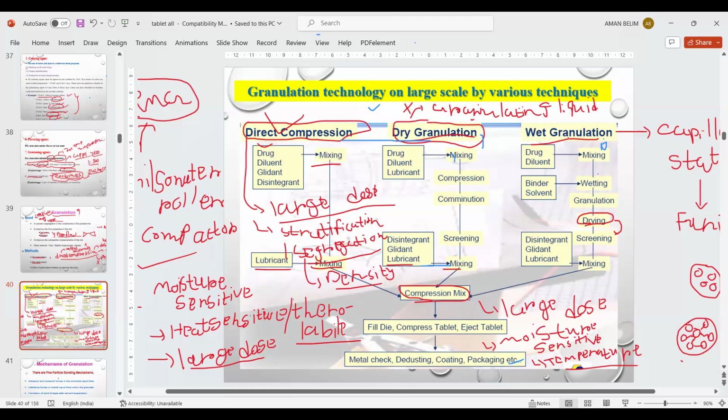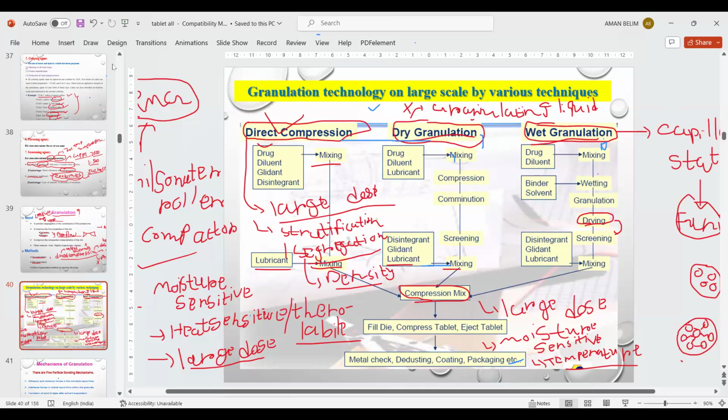Pendular, funicular, capillary, and one more state. Yes, you are right, Sakshi. The first state is pendular, then funicular, then capillary, and droplet. Yes, very good. Remember, this is very important. And wet granulation is the most widely used tablet manufacturing technique.